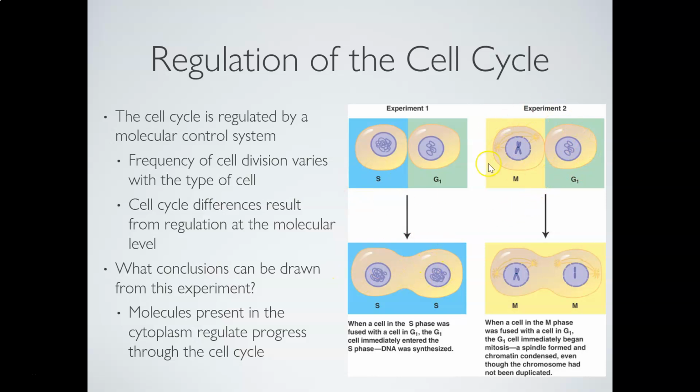And same thing here, you take a cell actively in mitosis, fuse it with a G1 phase cell, and the same sorts of processes that were happening in this stage of mitosis also started occurring in that G1 phase, even though the DNA hadn't duplicated yet.